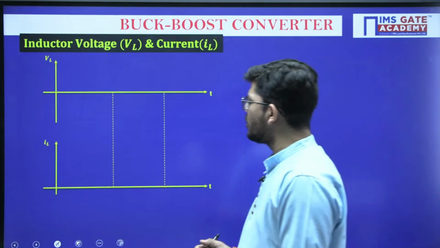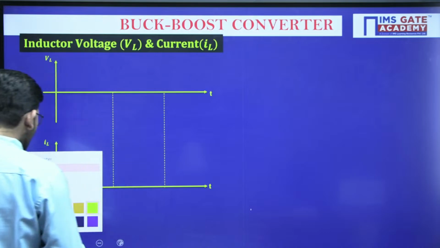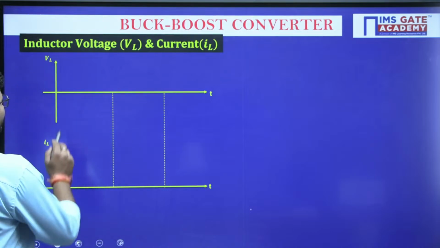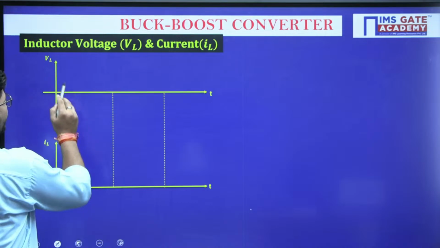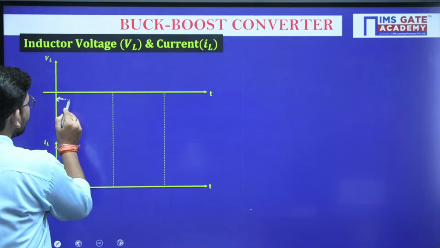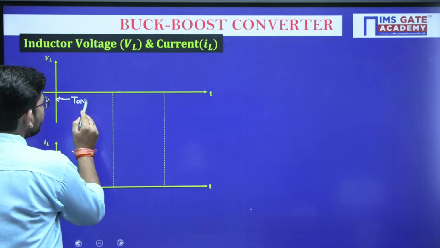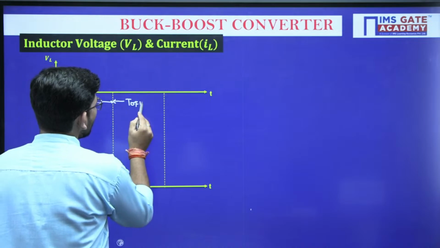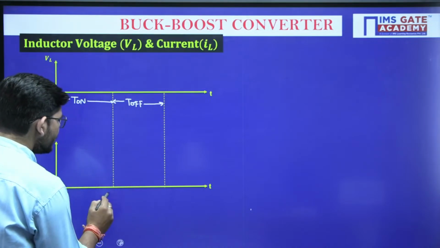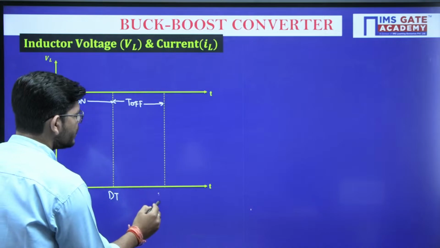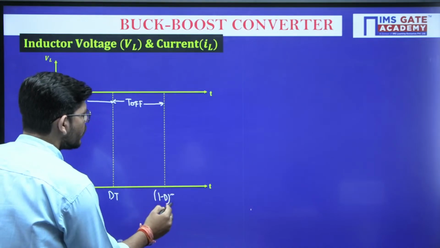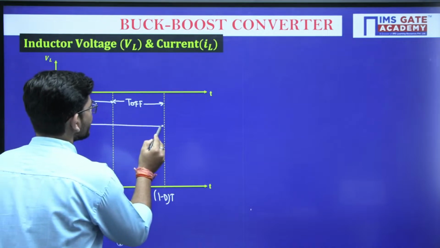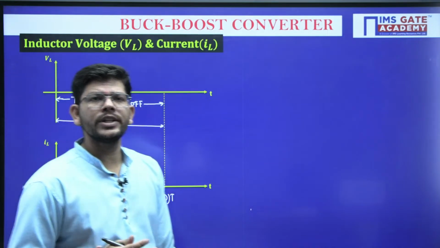Okay, so if we talk about inductor voltage and inductor current that we have calculated, just see the inductor current during the on time. Let me call this the on time, so this is basically T on. And what will this be? This will be the off time, which we can write as (1 minus D)T, and we know that this is the total time that we have.